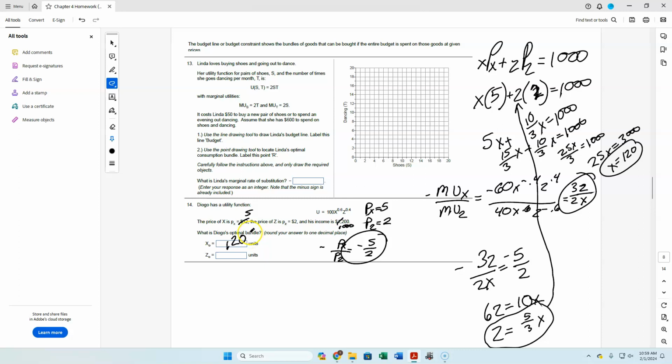And then, once we know what x is equal to, z equals 5 over 3 times 120. So 5 times 40 is 200. And there we go.